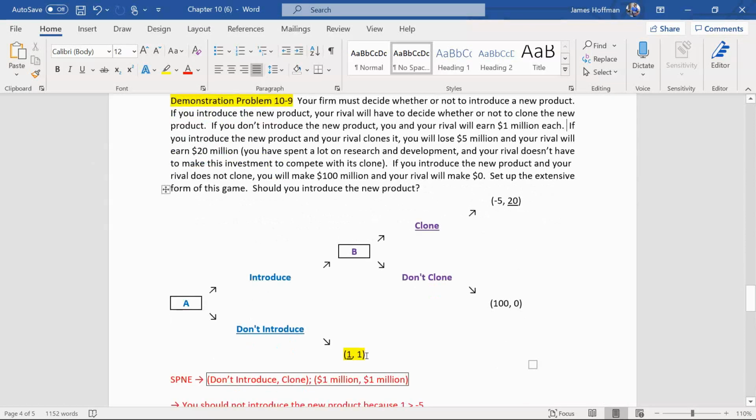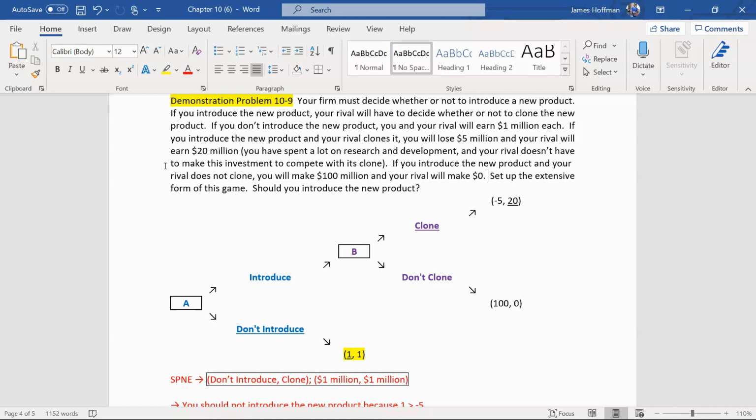If you don't introduce it, the game ends. You both get $1 million. If you do introduce it, then your rival, player B, has an option to clone it. If you introduce it and your rival clones it, you lose $5 million and your rival earns 20. So you lose all the research and development budget, and your rival pretty much just steals the recipe. The third outcome is if you introduce a new product and your rival doesn't clone it, you get $100 million and your rival gets 0.